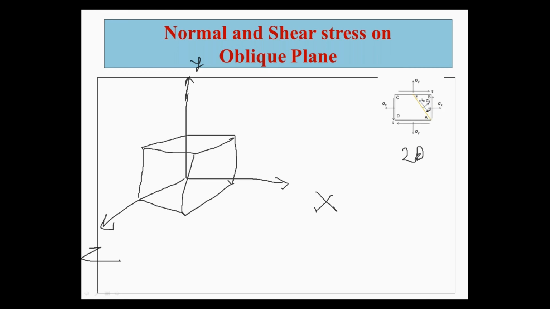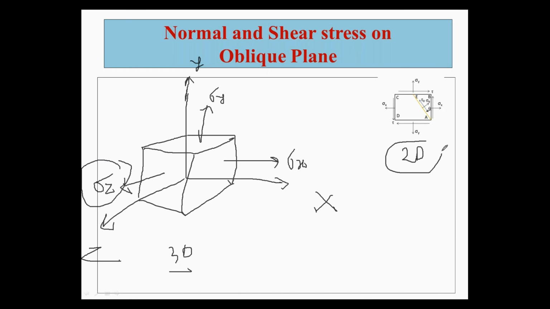So it is two-dimensional, and here it is three-dimensional view. So here it is sigma x, here sigma x, here sigma y, and in this direction it is sigma z. We are not considering the three dimension, that is sigma z, because it is two dimensional and it is a plane stress. This represents the plane stresses.